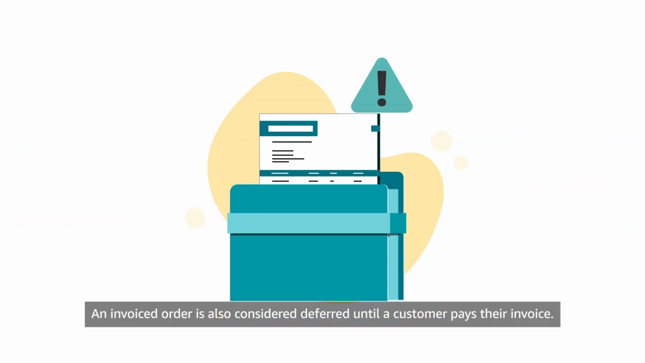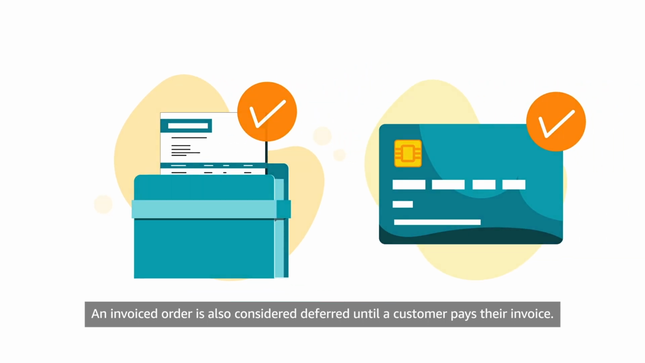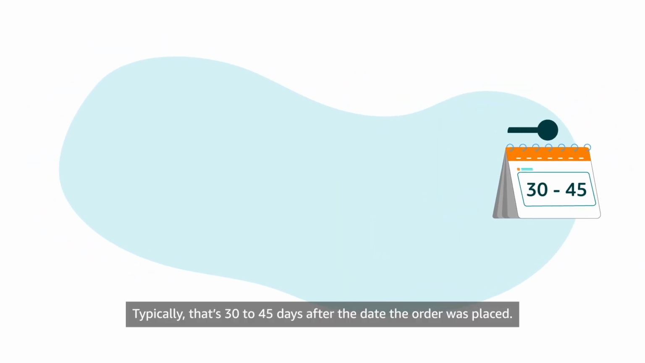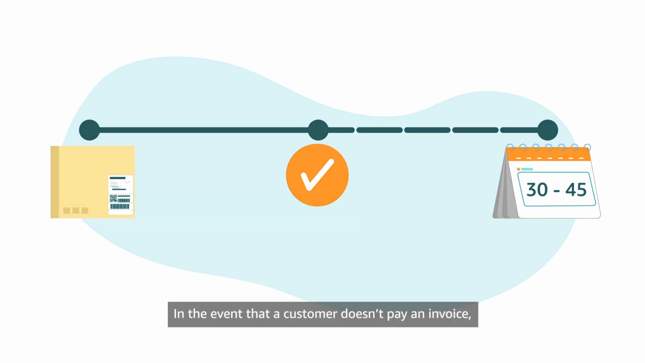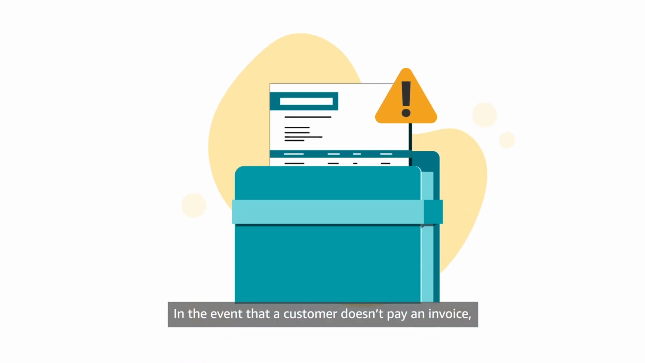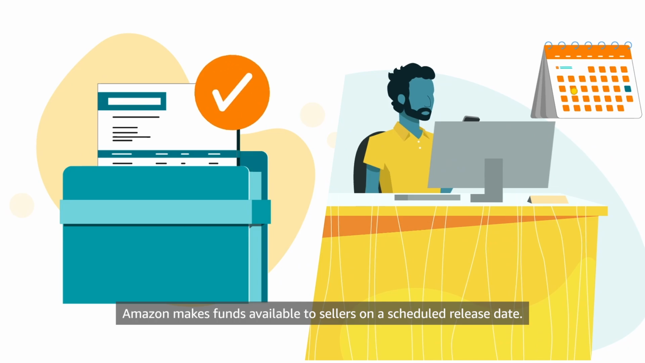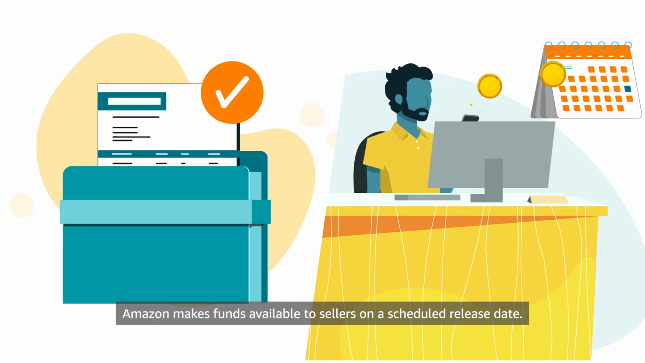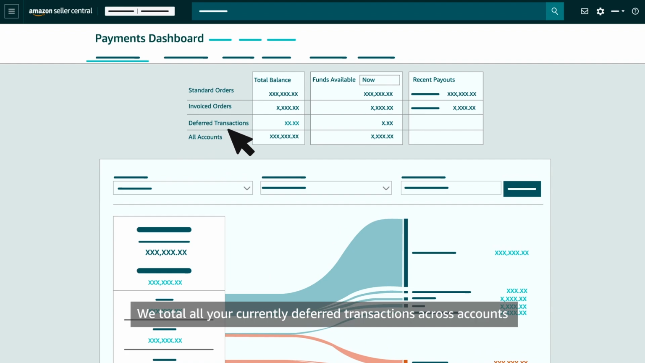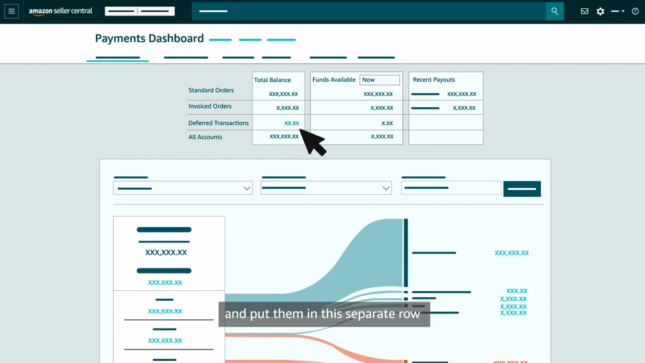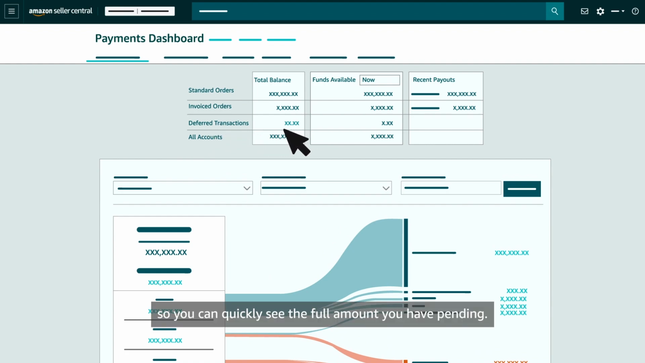An invoiced order is also considered deferred until a customer pays their invoice. Typically, that's 30 to 45 days after the date the order was placed. In the event that a customer doesn't pay an invoice, Amazon makes funds available to sellers on a scheduled release date. We total all your currently deferred transactions across accounts and put them in this separate row, so you can quickly see the full amount you have pending.